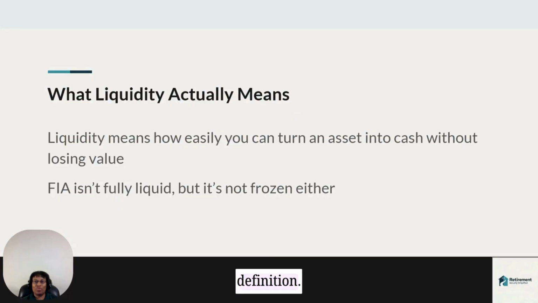Let's start with a simple definition. Liquidity means how easily and how cheaply you can turn an asset into cash without losing value. A savings account is highly liquid. You can pull out the money today, no penalty, no waiting. A house is the opposite, illiquid. You can't sell it in an afternoon, and there are real costs involved in converting it to cash.